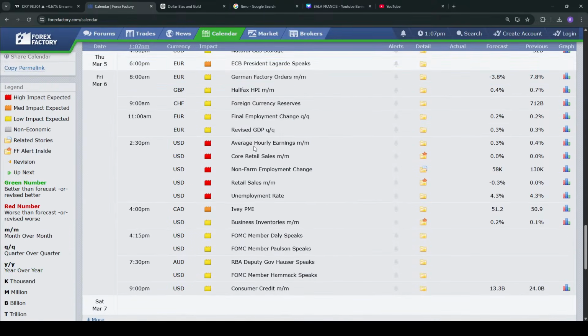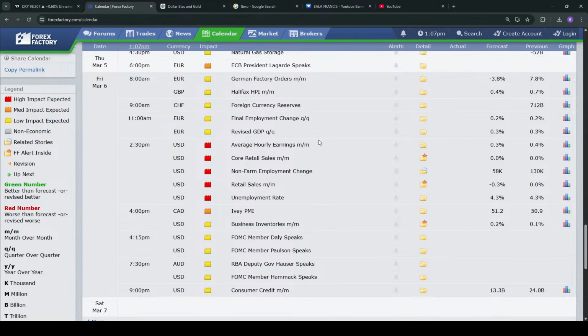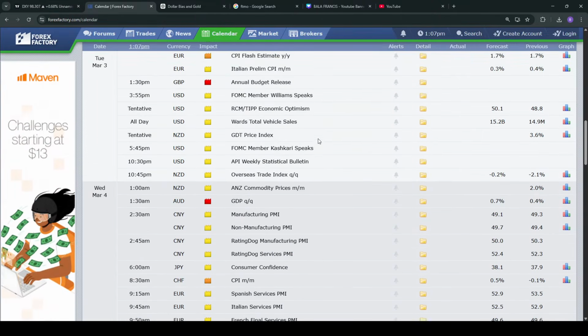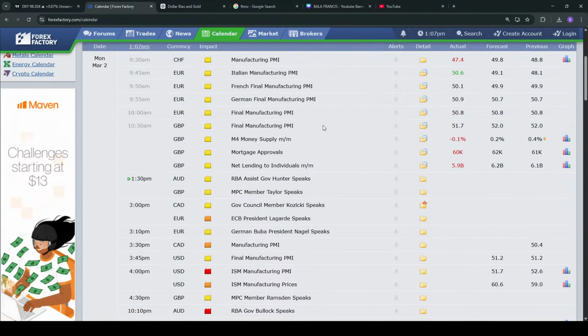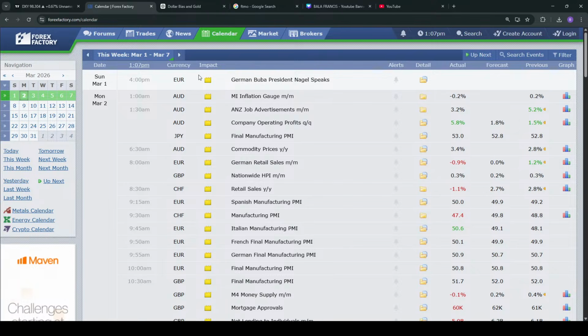Then you can see that on Friday, 6th of March, being the first Friday of the month of March, we have non-farm employment change coming up on Friday at 2 p.m., which is the non-farm payroll news event. You do not have to trade this. Some of you can create a demo account just to experience what the market does during those types of news events, so you can have practical experience about what I'm talking about.